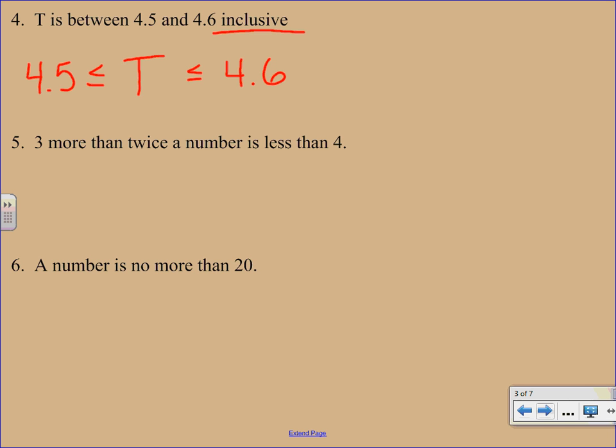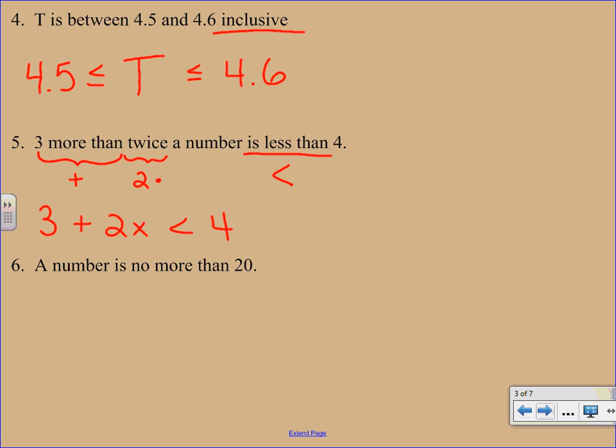All right, number 5 looks like a translating one again. 3 more than. If you think back to what we talked about for more than, that means addition. Twice means 2 times. Is less than. Underline that whole thing there. Is less than. There's your inequality symbol. And we just use the less than. Now you pretty much just put in the numbers. So we'd have 3 plus 2x is less than 4.